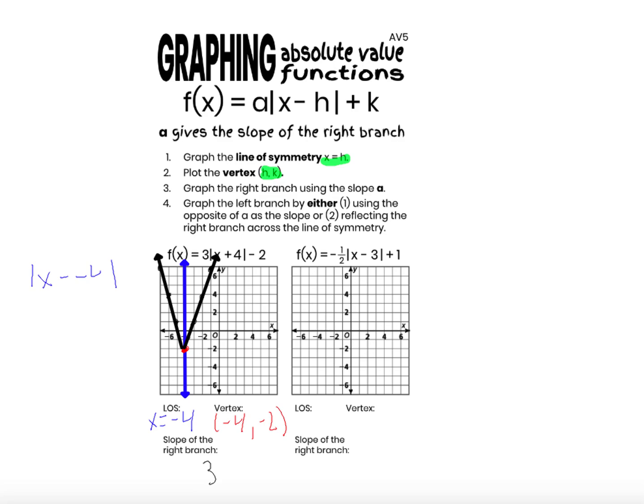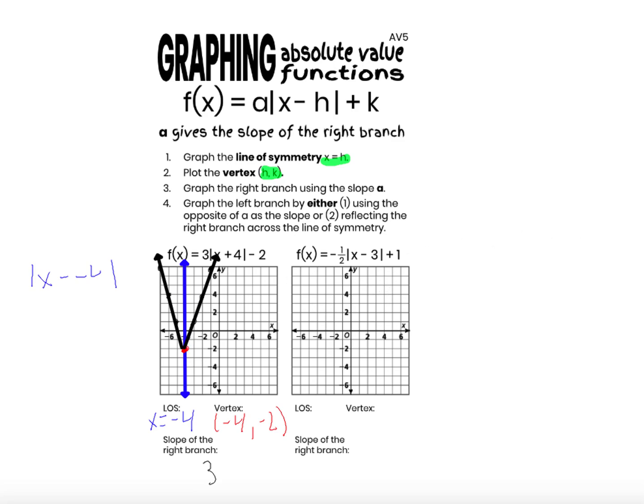Let's go ahead and check our graph with our understanding of our transformation rules. The 3 makes the graph steeper than the parent function. Yes. The plus 4 moves it to the left 4. Yes. And the minus 2 moves the graph down 2. So we're pretty confident in our graph.